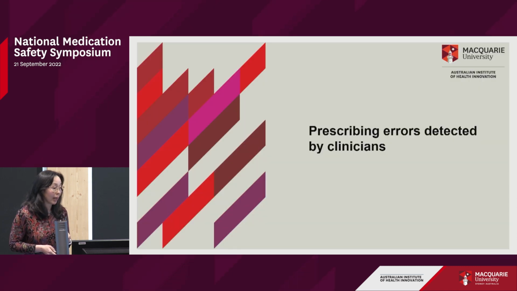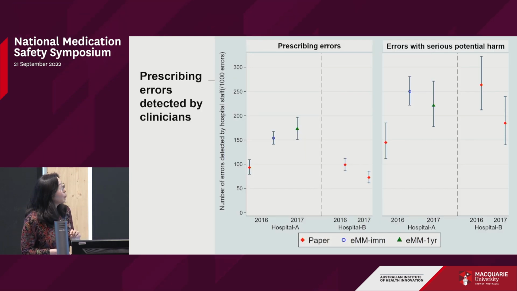The first result is the errors detected by clinicians. Let me briefly explain this graph; you're probably going to see a couple more. The y-axis is the number of errors detected by clinicians per 1,000 errors identified. The x-axis is the 2 hospitals across the 2 study time periods, 2016 and 2017. The red dots are for the paper systems. So hospital B is all paper, and there is only 1 red dot in our intervention hospital. The blue circle is the immediate eMM period, and the green triangle is 1 year post eMM.